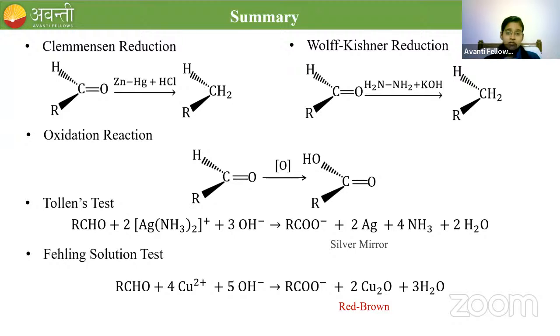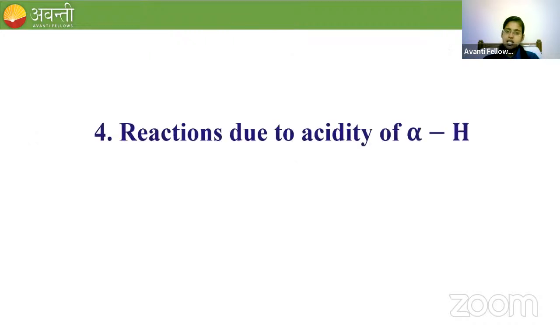Now we have some more. The chemical properties are not yet over. We have some more reactions to discuss. The fourth reaction of aldehydes and ketones is reactions due to the acidity of alpha hydrogen. There are some subtopics, and all those reactions are based on the acidity of alpha hydrogen. They all deal with the alpha hydrogen.